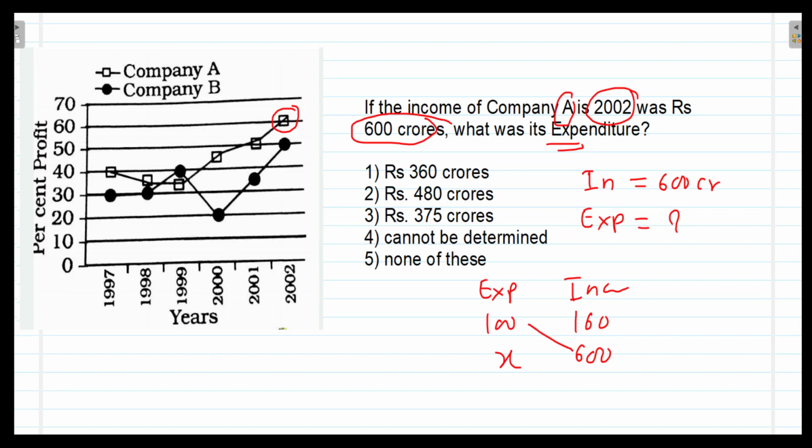So in this we multiply this and divide by this number, so it will be 600 multiplied by 100 upon 160. So if you solve this, friends, you get it as 375 crore, because this is 600 crore, so you get the answer as 375 crore. So option C is the correct option.